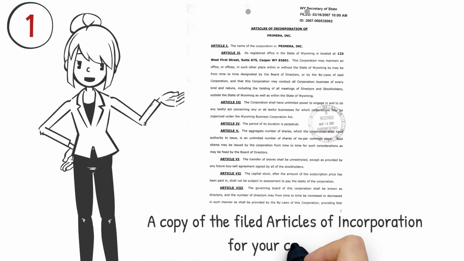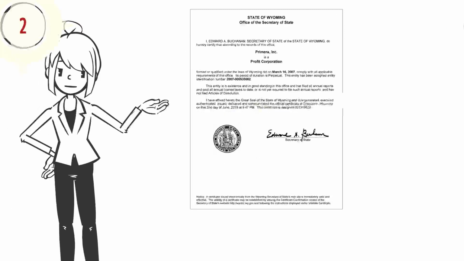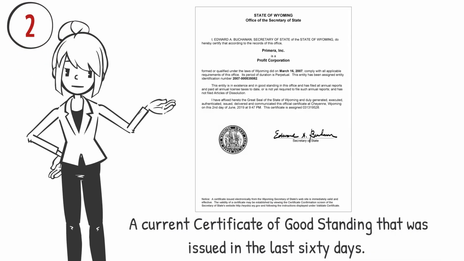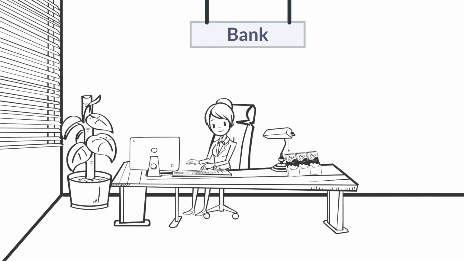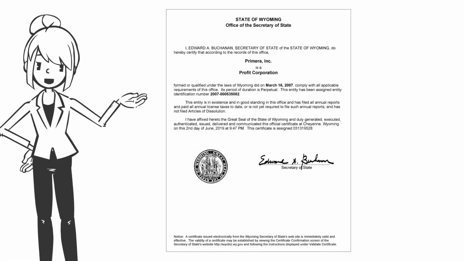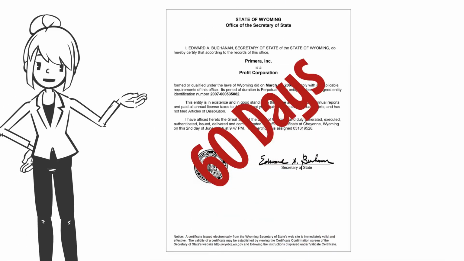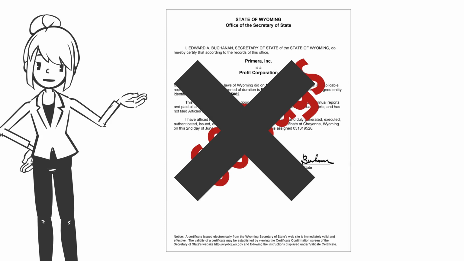1. A copy of the filed articles of incorporation for your company. 2. A current certificate of good standing that was issued in the last 60 days. This demonstrates to the bank that the company is current with the state filings. If you have a certificate of good standing that is more than 60 days old, you may obtain another certificate from the Secretary of State where the company was originally filed.